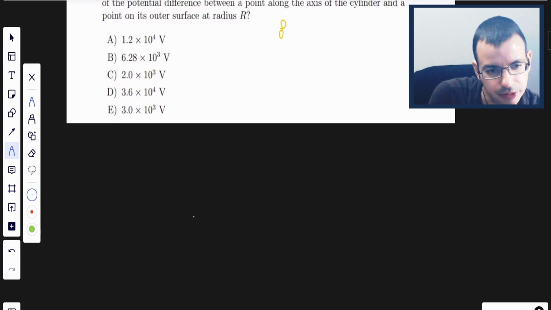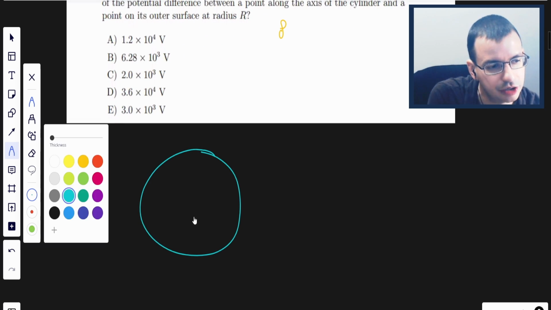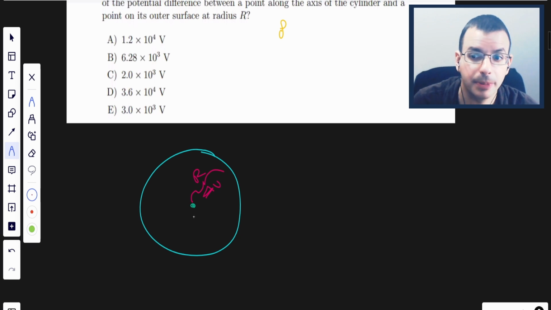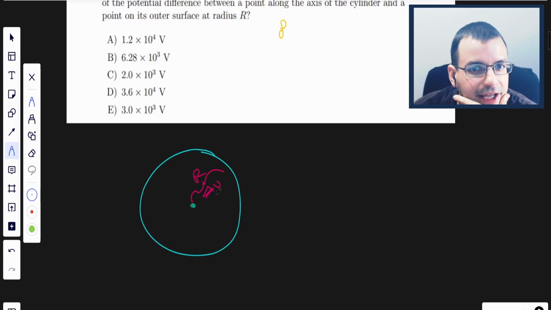Okay, so I'm going to draw a quick picture because that's the way you start every physics problem. You have a cylinder and you have a center and you want to find the potential difference, i.e. voltage, along this radius, big R.